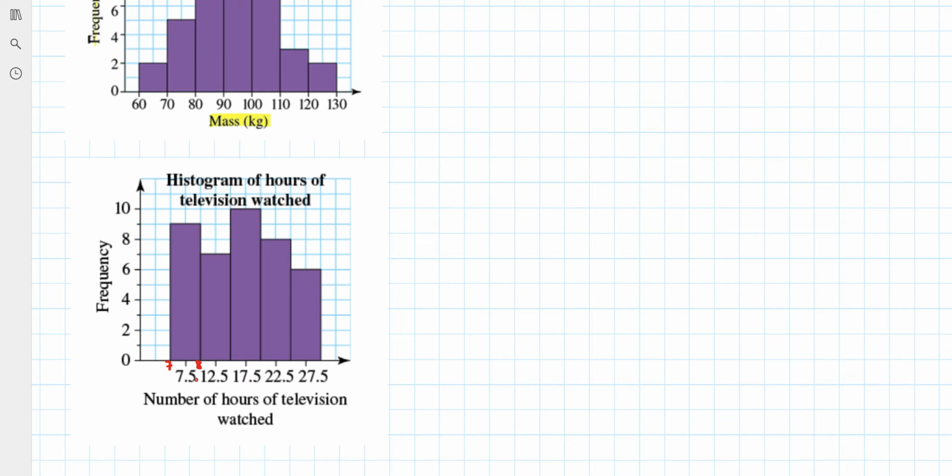Okay, and here the middle points are 12.5, 17.5, 22.5 and 27.5. So we can see that these are 5 points apart. So I take this away. It's not 7 and 8 because there are 5 points apart between this 7.5 and this 12.5. And so we can see here that they're labeling only the midpoints, okay?